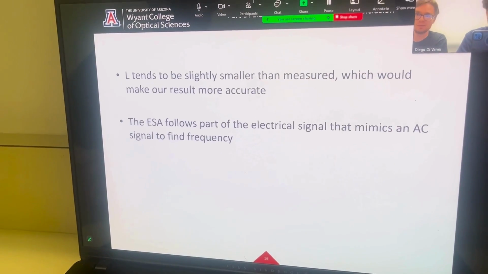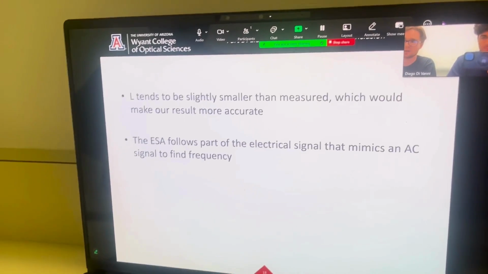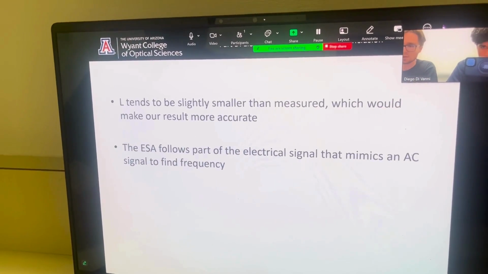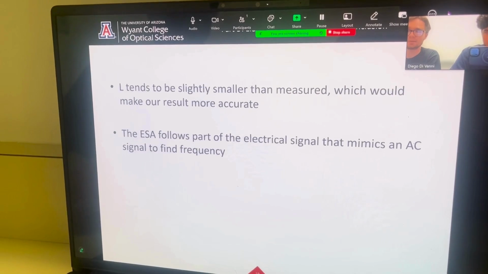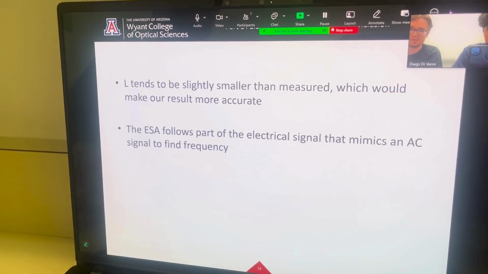And this follows the theory, since the L tends to be slightly smaller than measured, which would mean that the actual frequency should be slightly larger than calculated, which would make our error very, very small. And the ESA follows part of the electrical signal that mimics an AC signal to find the frequency.